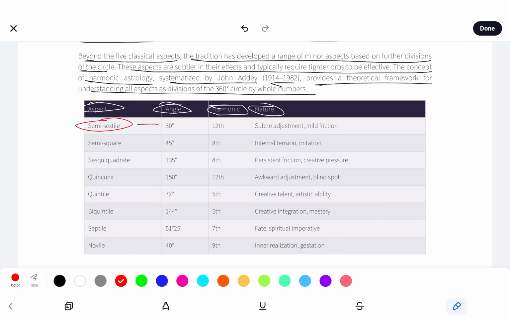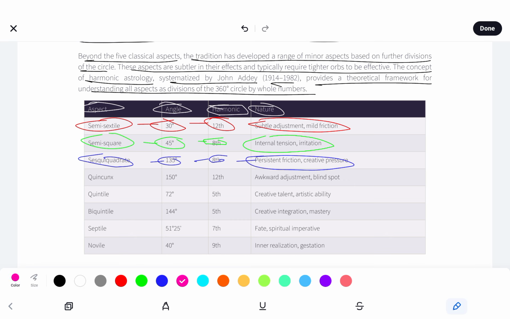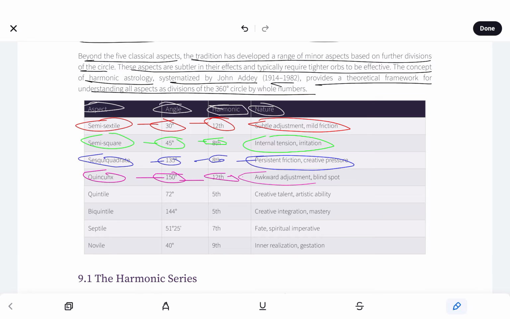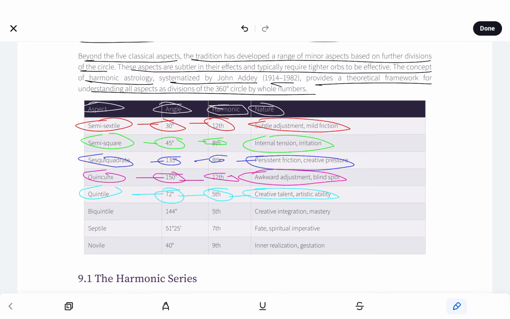So, semi-sextile, with an angle of 30 degrees, the 12th harmonic: subtle adjustment, mild friction. Semi-square, 45 degrees, the 8th harmonic: internal tension, irritation. Sesquiquadrate, 135 degrees, 8th harmonic: persistent friction, creative pressure. Quincunx, 150 degrees, 12th harmonic: awkward adjustment, blind spot. Quintile, 72 degrees, 5th harmonic: creative talent, artistic ability.